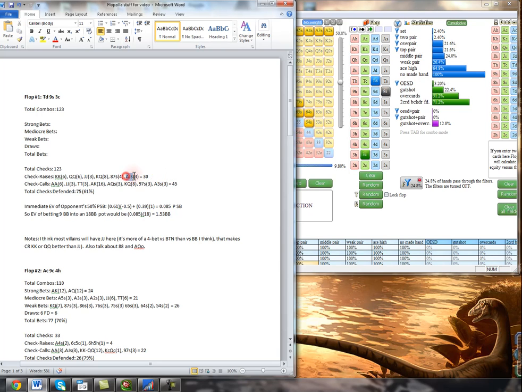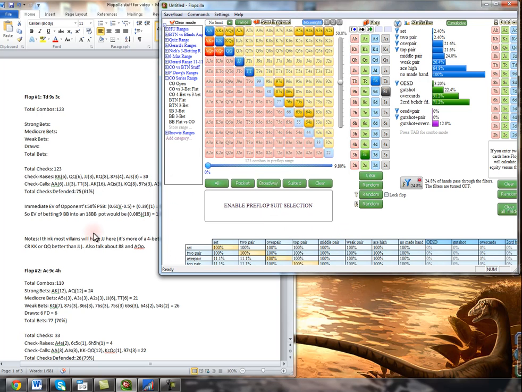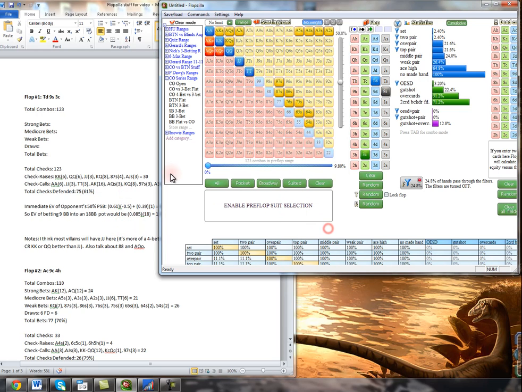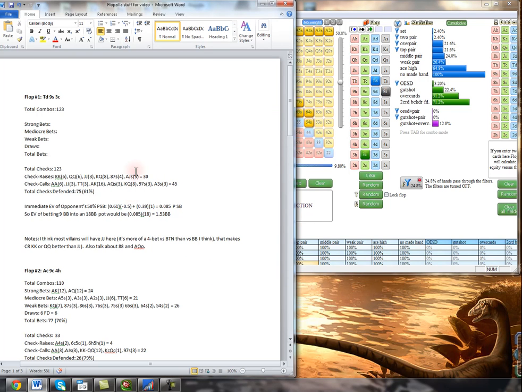All right, so I just substituted 8-6 suited with ace-jack suited. But yeah, that's the same thing I was just talking about. It's hard to tell if we should add more hands into our defending range, but I don't really see any. I would just kind of stick with what we have.